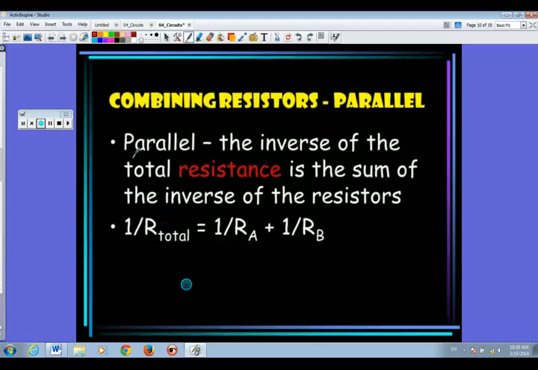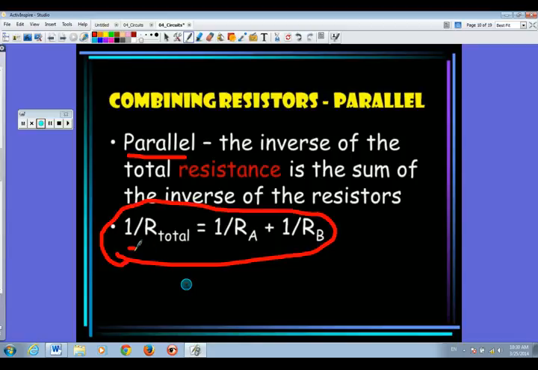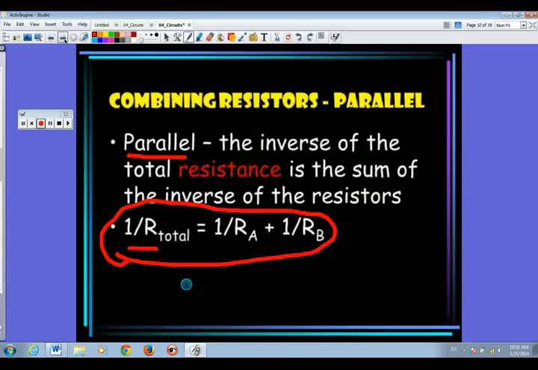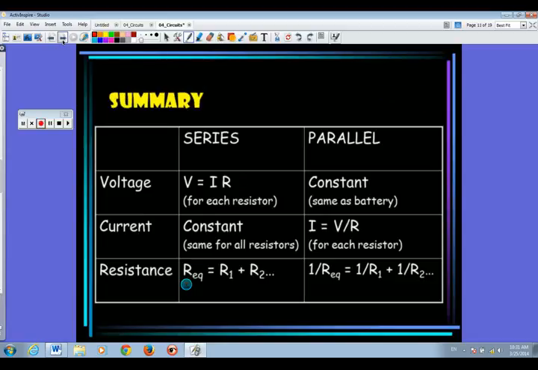In a parallel circuit, rather, you end up with this equation where you have the inverse of the total resistance equals the inverse of the first one plus the inverse of the second one. So in series, just add them up. In parallel, take the inverses. And we'll show you the math in just a sec too.